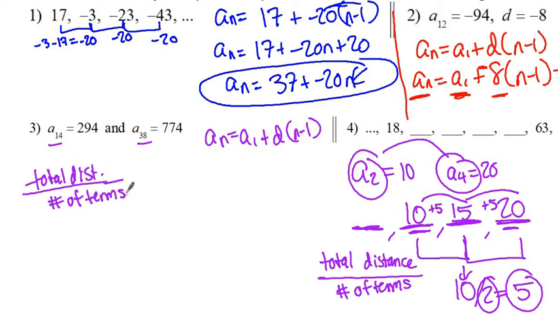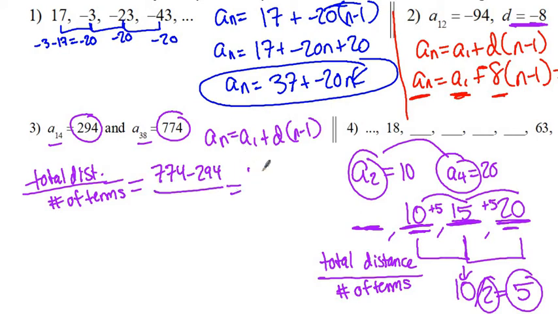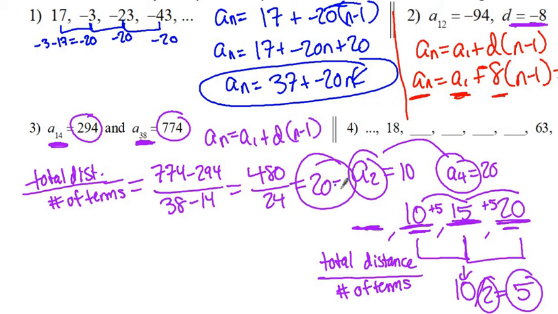And once we have that, it's going to be a problem exactly like number 2 where they gave us the common difference. So what's the total distance? We went from 294 to 774. So we're going to subtract those, and that is going to come out to be 480. How long did it take us to do this? Well, we went from the 14th term to the 38th term. So whatever the distance between 38 and 14 is, that turns out to be 24. And that gives us a common difference of 20. That means we're going up 20 each time.